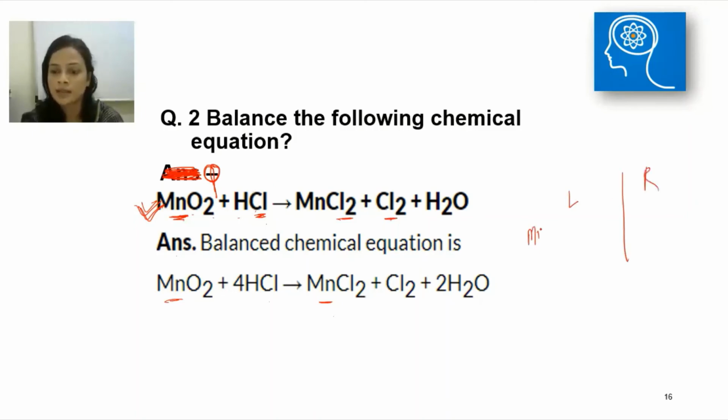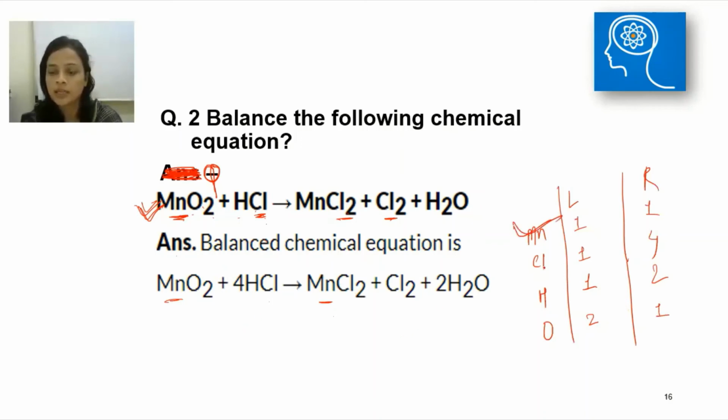Now the atoms are Mn, Cl, H, O. Mn is 1 on the left side, and on the right side also 1. Then Cl is 1 on the left side, and on the right side it is 2. Then hydrogen is 1 on the left side and 2 on the right side. After that, oxygen is 2 on the left side and 1 on the right side.